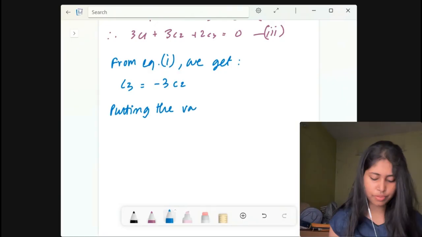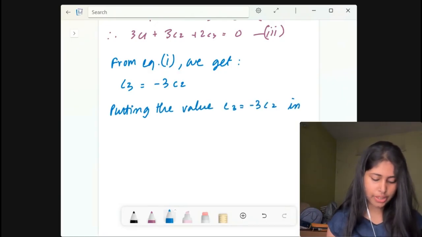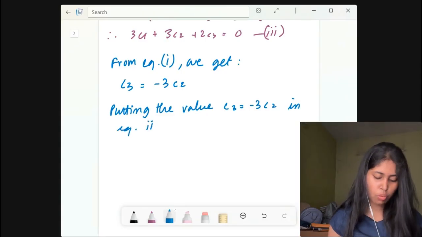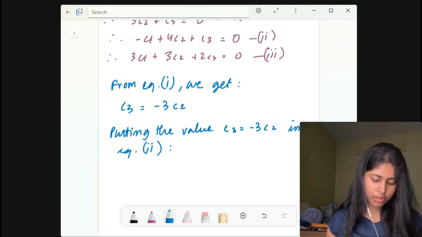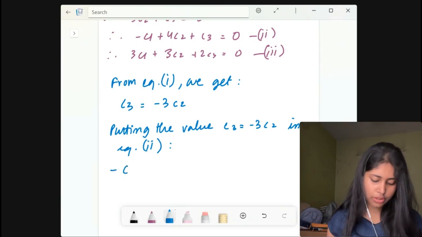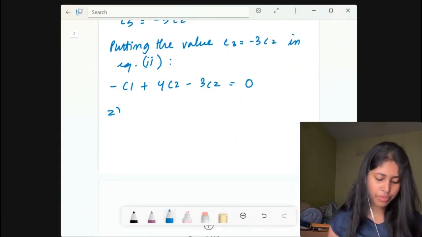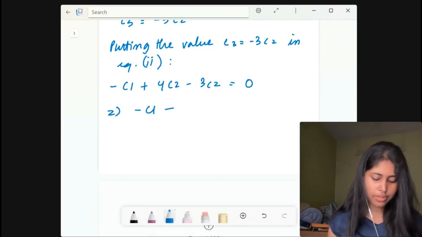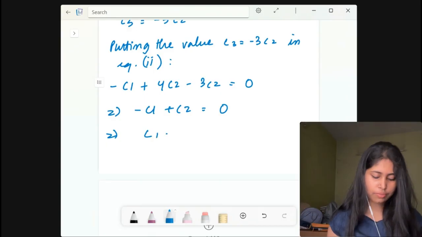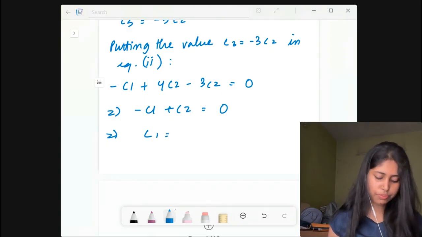Putting the value C3 is equal to minus 3C2 in equation number 2. What is equation number 2? So minus C1 plus 4C2 minus 3C2 is equal to 0, right? So next will be minus C1 plus C2 is equal to 0. Therefore we can say that C1 will be equal to C2.